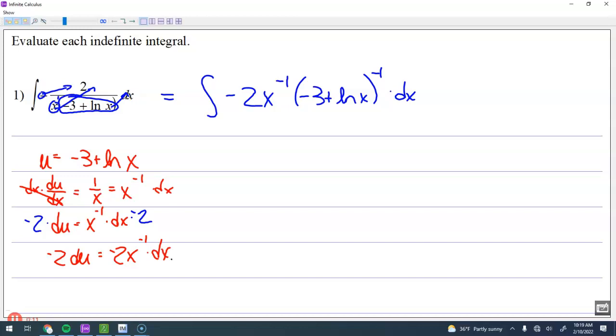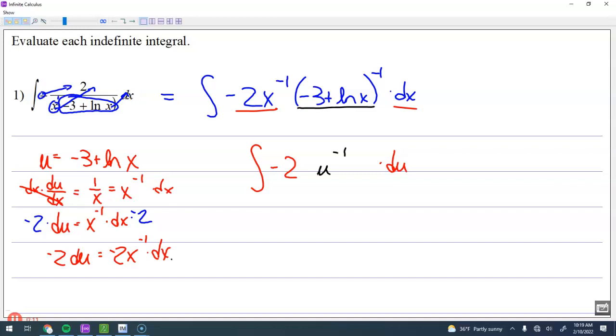Okay. So when I go to rewrite it, instead of those two things, what am I putting? Negative 2 times du, and I'm going to put the du like at the end. Instead of this, what am I putting? U to the negative first. The colors, you know what I mean. Now you understand?